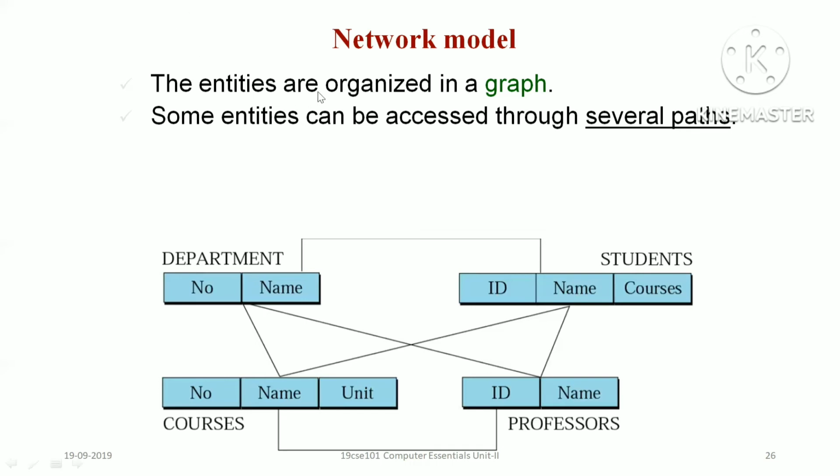And same thing here also, the entities are organized in a graph. They are elaborated with each other, meaning they were connected with each other, or we can say they were integrated with each other. That is so that the entities are organized in a graph. Some entities can have access through several paths. Same thing here also.